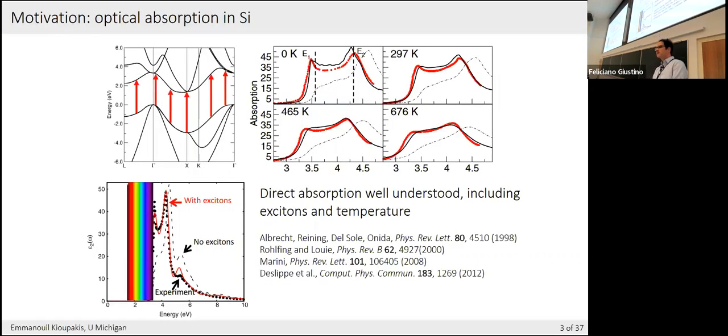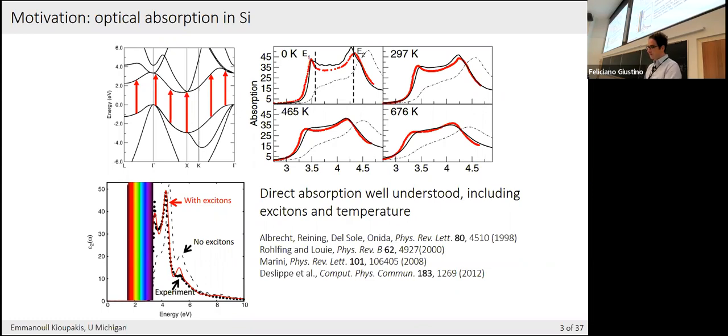So let's start with a little bit of motivation. Why do we need to study phonon-mediated optical properties? And I will start with the case of silicon. You may be wondering, why do I need phonons, right? I can use a code that calculates direct optical properties, like the case you see here in silicon, and I can get pretty good spectra.